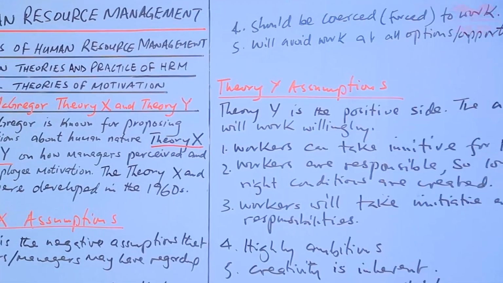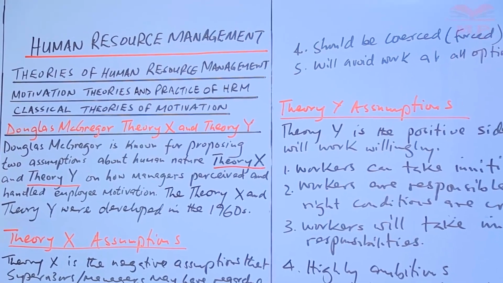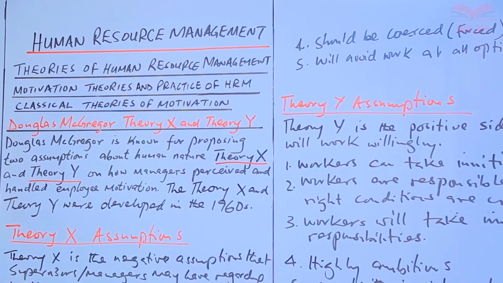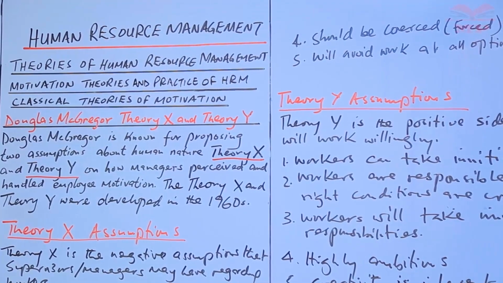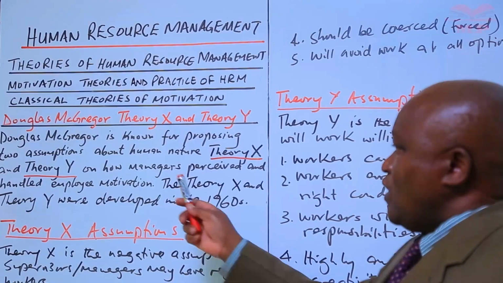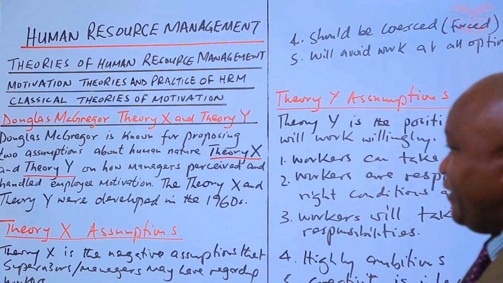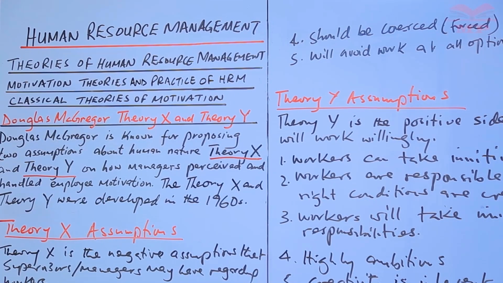Douglas McGregor, theory X and theory Y. We have indicated that in the 1960s, Douglas McGregor is known for proposing two assumptions about human nature. These two opposing assumptions were theory X and theory Y. According to McGregor, these were the set of assumptions that managers used to perceive their subordinates or their work environments, and the managerial decisions they took were influenced by these assumptions.